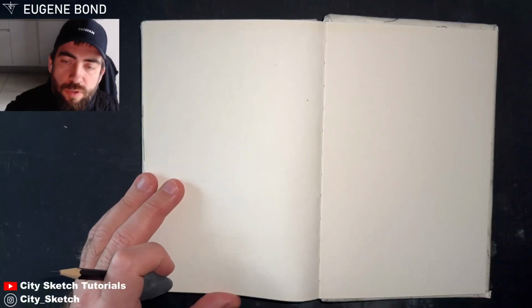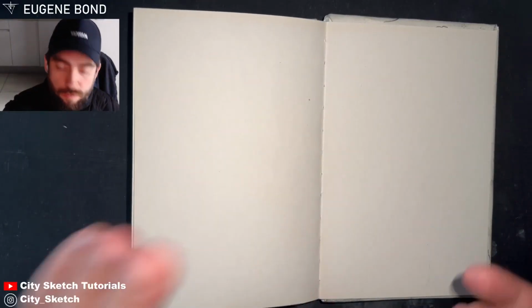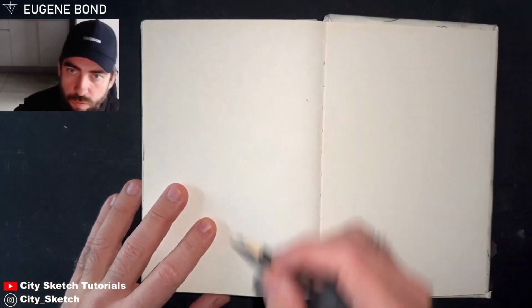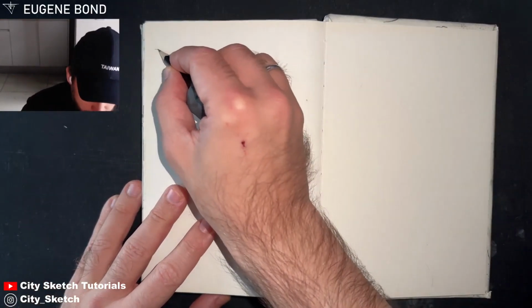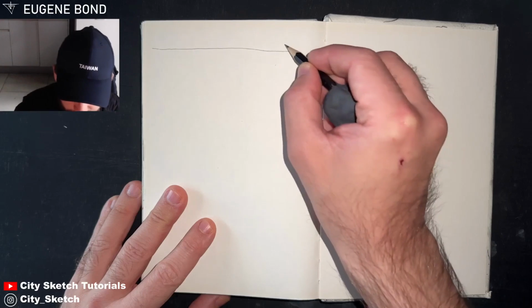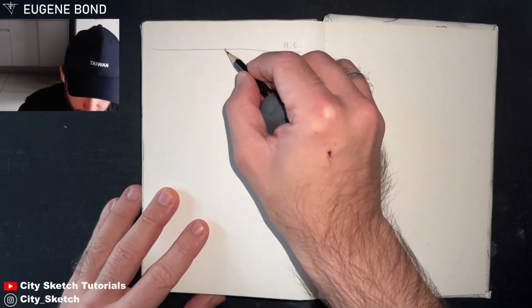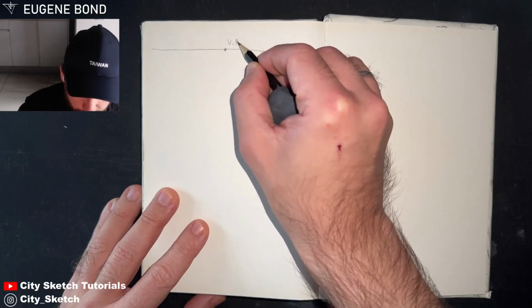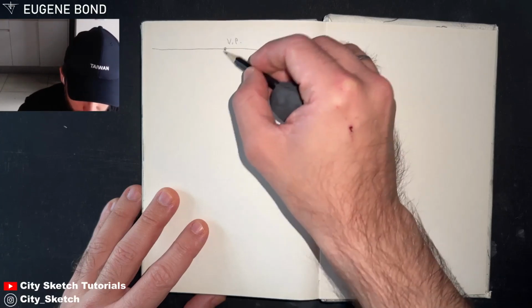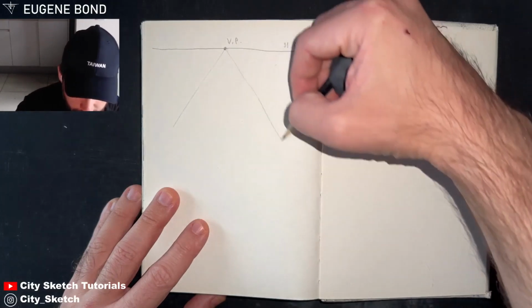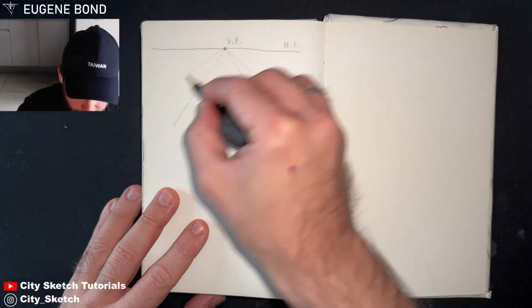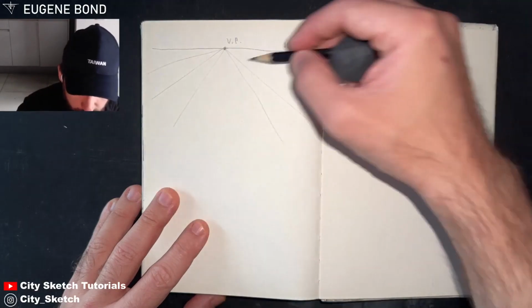Okay, so let's begin with the most basic way to draw stairs. So here we have the horizon line and the vanishing point. So here these lines go to the vanishing point.